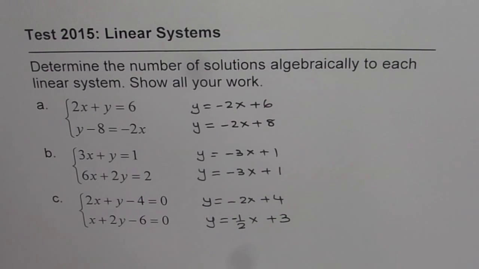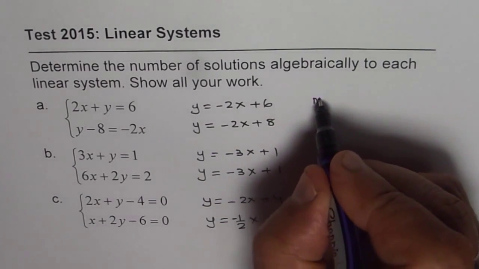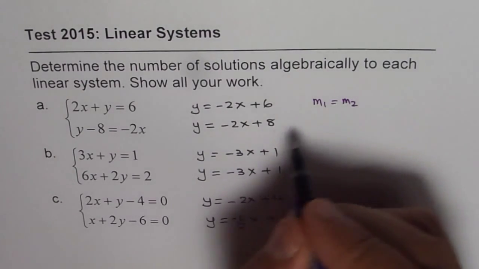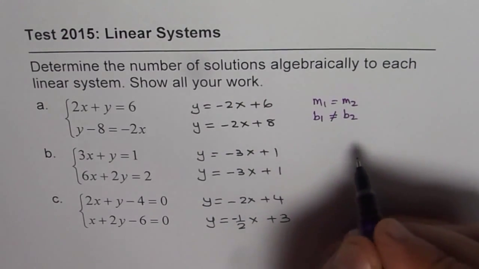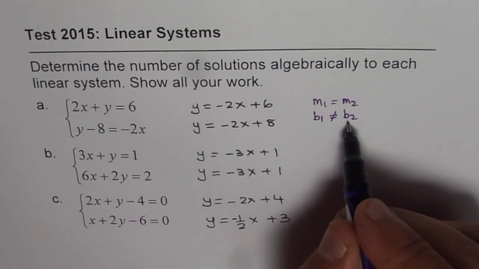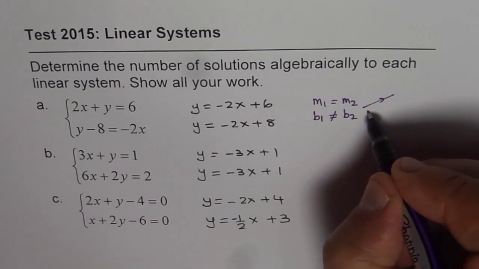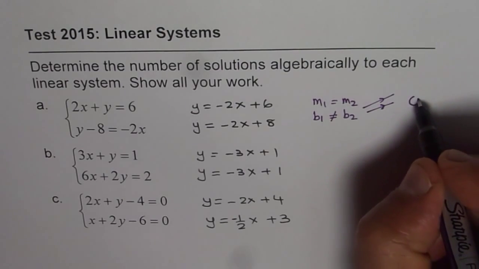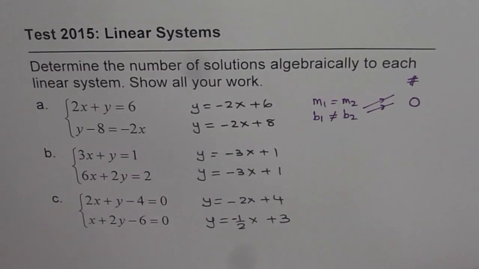Now, based on slopes and intercepts, you can write the number of solutions. In this case, slopes are the same, right? So m1 equals m2. But y-intercepts are different, right? So b1 is not equal to b2. So the lines are parallel, and therefore we have zero solutions. So the number of solutions will be zero in this case.